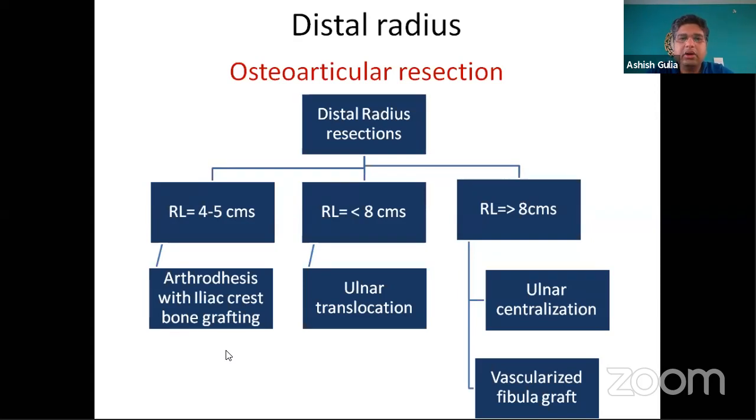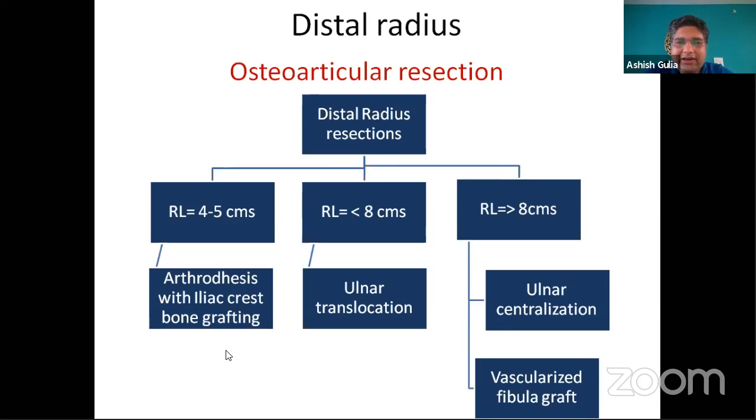Or you lose a lot of muscles and motors are not adequate, then you do something called centralization of the carpus over the ulna. Now, the disadvantage of carpus centralization is that you cannot have supination and pronation in these patients. Now, Rudra has written 8 centimeters. I think that is very subjective, depending upon the forearm length, so that cannot be taken as a ballpark figure.